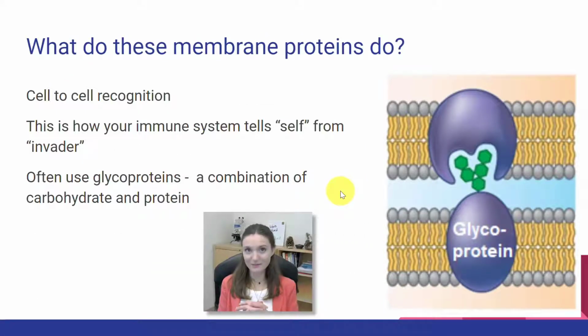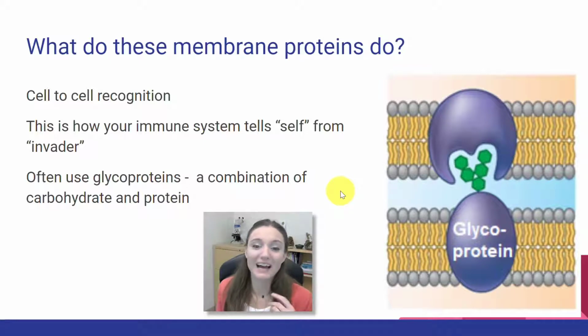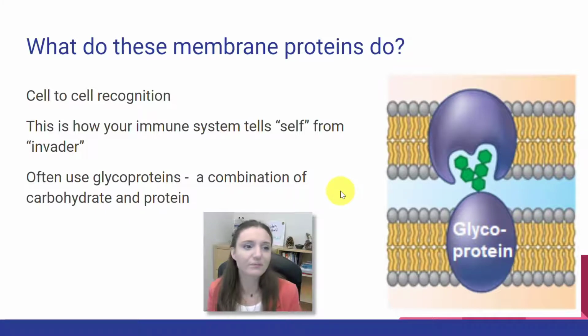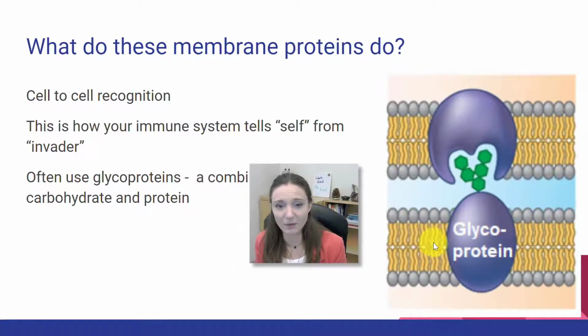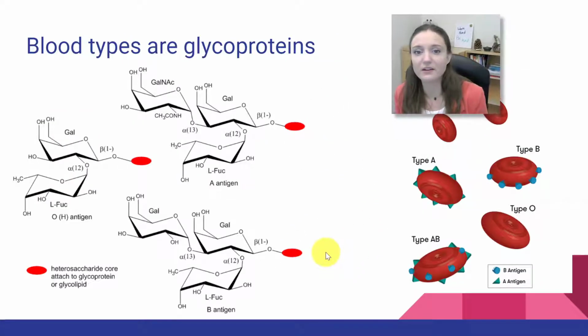Okay, another type of cell membrane protein. We have glycoproteins, which are a combination of protein with some carbohydrates sticking out, and these are usually used for recognition, from cell to cell recognition. This is how our immune system tells that our cells are ours versus an invader or a pathogen cell, right? So glycoproteins, again, carbohydrate and protein, these are what gives us different blood types, right? Like type A, type B, type AB, type O.